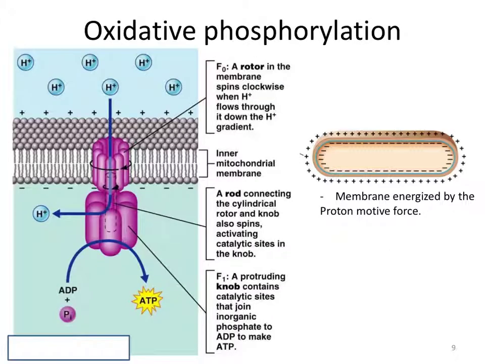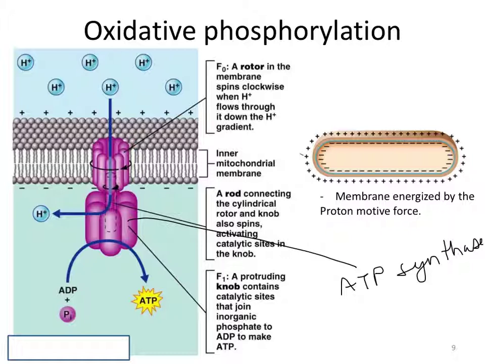Oxidative phosphorylation is synthesis of ATP from ADP catalyzed by the protein ATP synthase, which is shown here in pink. That entire protein is ATP synthase, a very important protein found in all cells, a very ancient protein, very interesting protein in fact. ATP synthase is energized by the proton motive force.